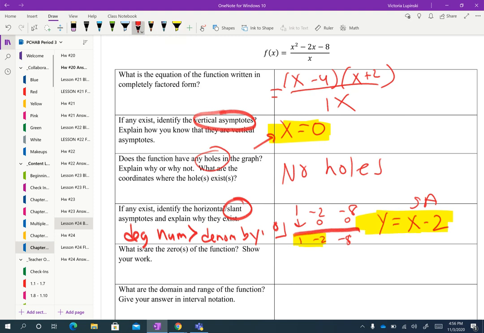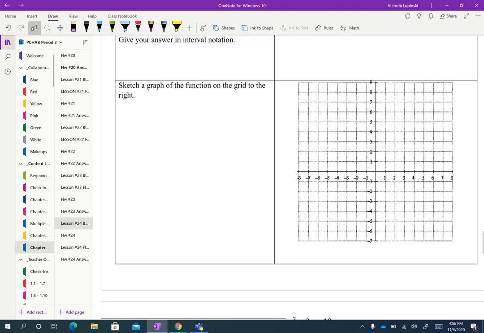How about the zeros? So the zeros come from setting each of the non-canceling factors of the numerator equal to 0, which means you're going to get x's of both 4 and -2. Let's go ahead and put that all into action on the graph. So starting with the vertical asymptote, that is at 0.